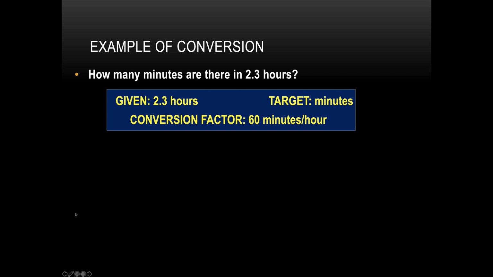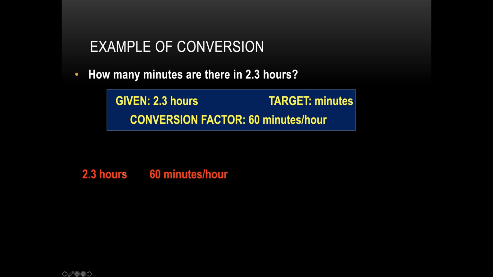Now, how do we convert? Well, the first thing we want to do is write down our given, and our given is 2.3 hours. Now, in order to convert to minutes, we write down our conversion factor, 60 minutes per hour. Now, how do we cancel out hours to get minutes? Do we multiply or divide? That is the decision that is going to be the most important to make.